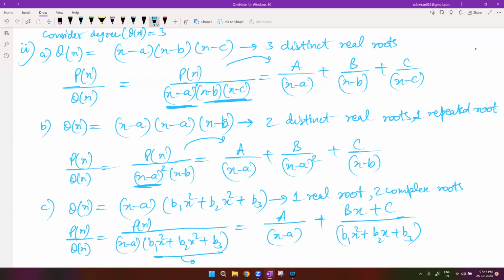Then another linear factor x minus b. So b upon x minus b. Then another linear factor which was x minus c. Then there is a constant with that, c upon x minus c. Simple. Linear factor will get separated directly with a constant. You have to find the value of this constant. I will show you how to find the value of this constant, but just first get the concept clear.